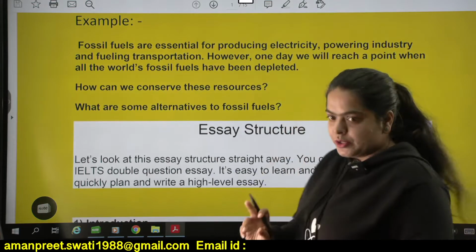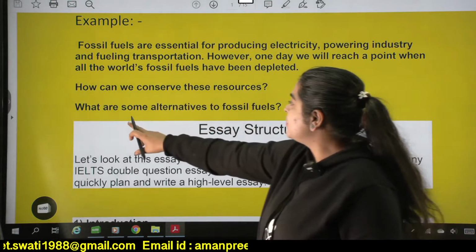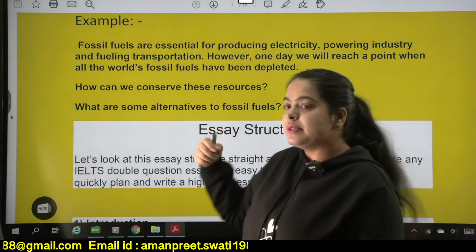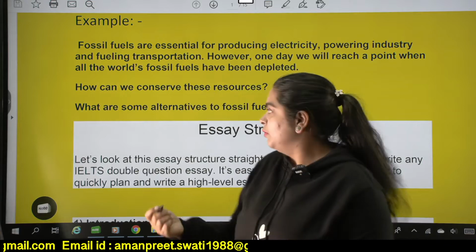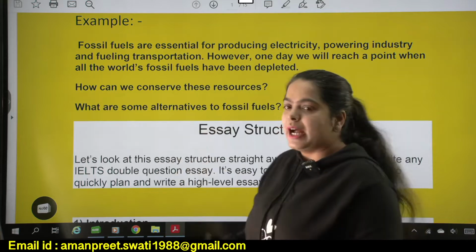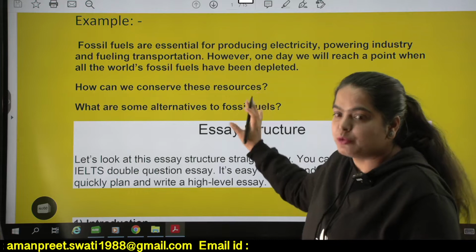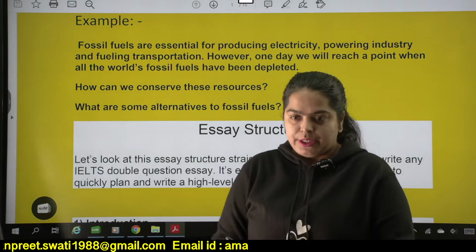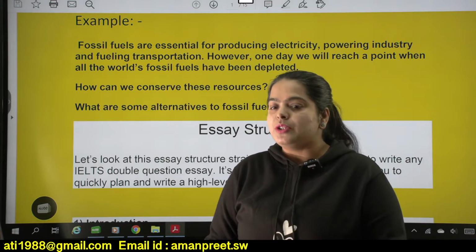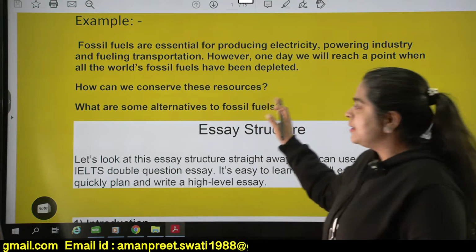Now, there are two questions. First question is, how can we conserve these resources? Second question is, what are some alternatives to fossil fuels? The first question asks what procedure or process can be followed for the preservation of these resources. And the second question, are there any alternatives to fossil fuels? This is what is called the double question category. In a double question, there will be one statement and two questions directly or indirectly associated with that statement. So this is a double question example.